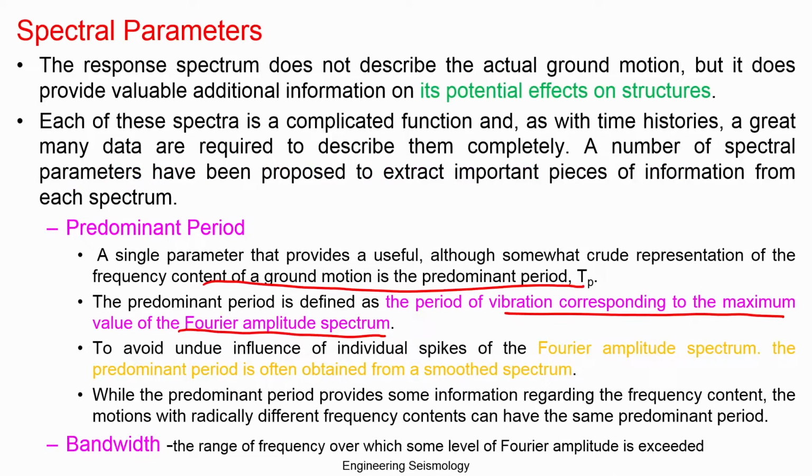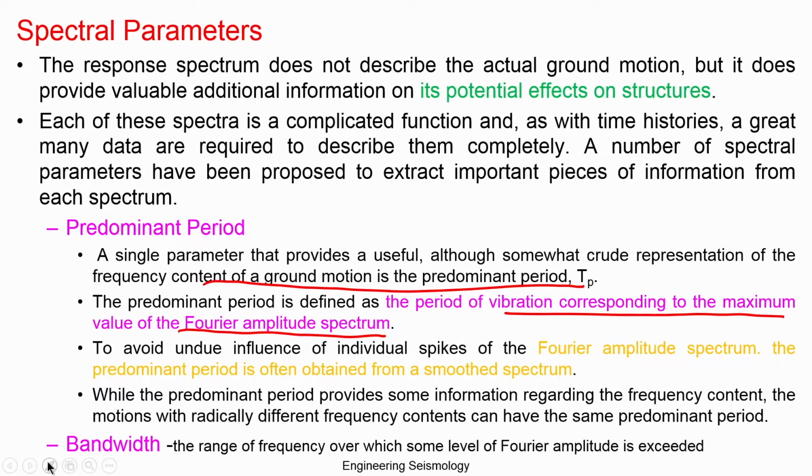Now we are discussing the predominant period. What is the predominant period? If you take a Fourier amplitude spectrum and smooth it, the particular frequency where the peak is attained, having the maximum value of the Fourier amplitude, that period is called the predominant period or predominant frequency of the system.